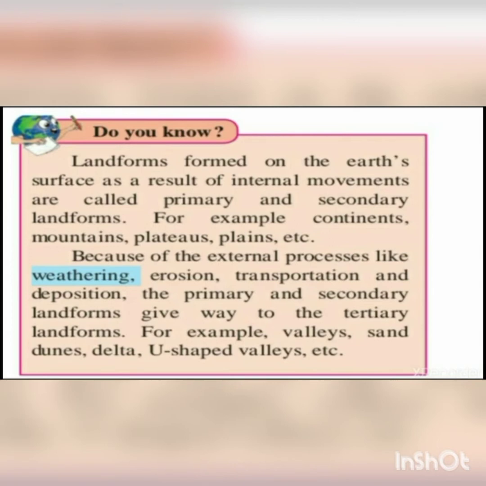In your book examples are given: sand dunes, which are mounds of sand, deltas, U-shaped valleys, etc. They are formed. Some pictures are shown in your books also. You can go through that.